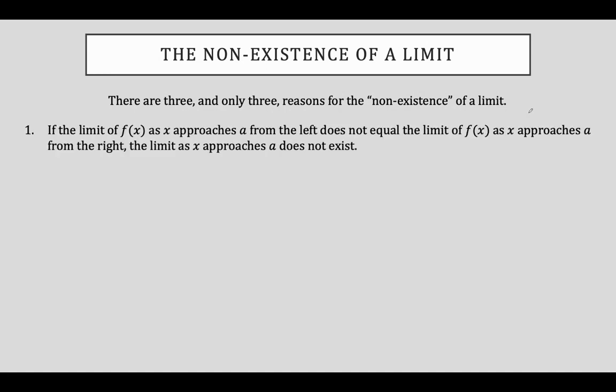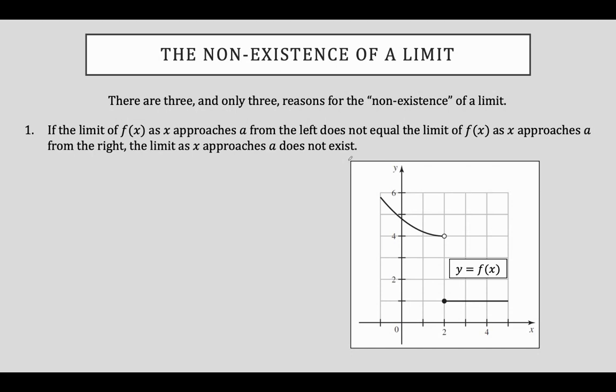Case number one. If the limit of f of x as x approaches a from the left does not equal the limit of f of x as x approaches a from the right, the limit as x approaches a does not exist. Let's take a look at what this means graphically.